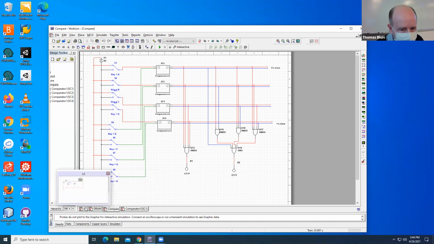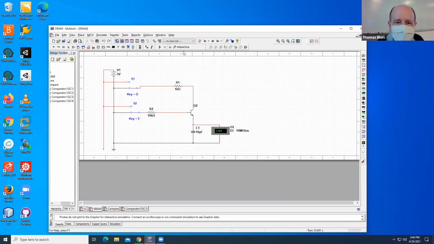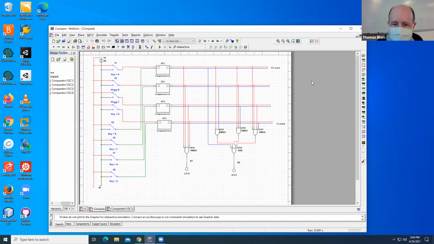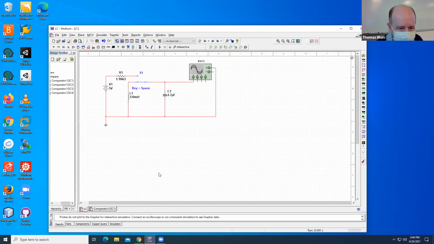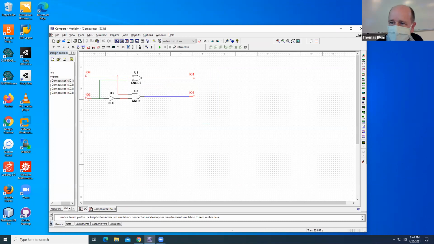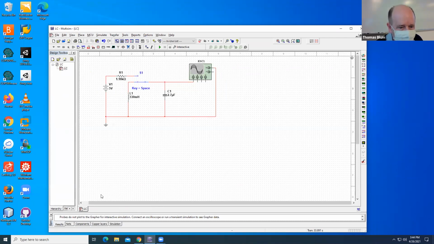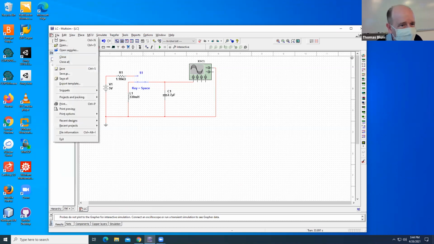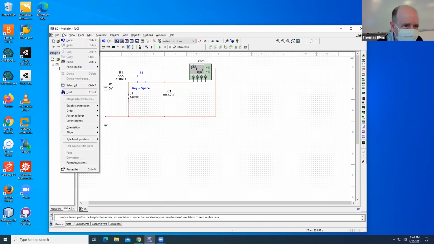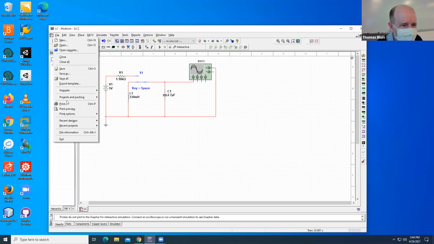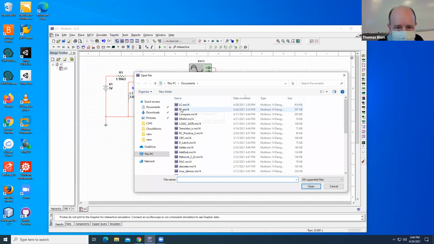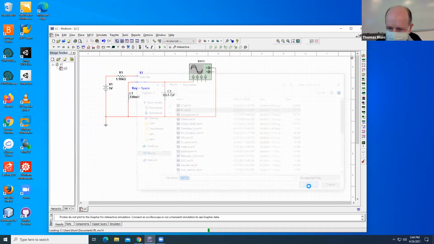So I want to close the DRAM, close the comparator. That's the comparator subcircuit. This is an LC. I'll want that later, but I want to open up an LR first. Sometimes I call it RL, sometimes I call it LR, but it's a circuit with a resistor and inductor. So the R is for resistor and the L is for the inductor. Open, I'm calling it RL this time.